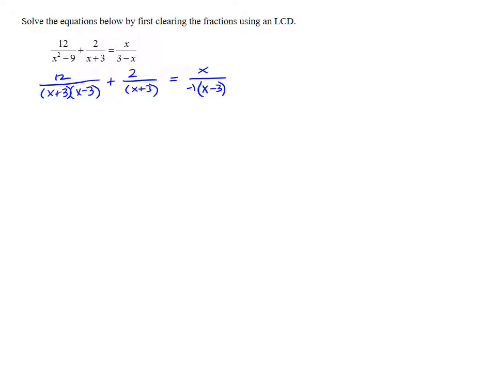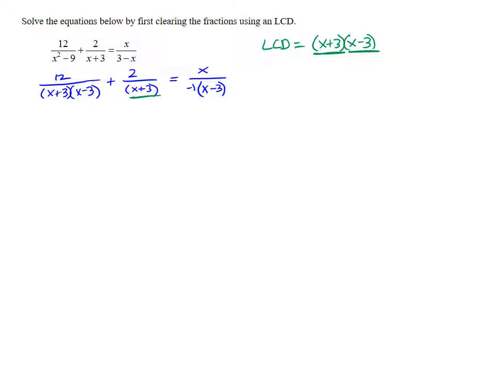So let's create the common denominator now. The LCD is going to be the first denominator, x plus 3 times x minus 3. And then we're going to need anything from the second denominator that's not already there. But I already have x plus 3 in the LCD, so I don't need anything else. And then my third denominator has an x minus 3 in it, so we've got this.